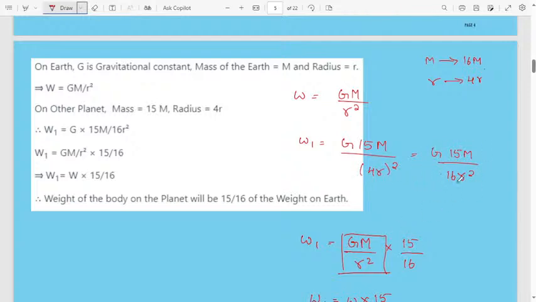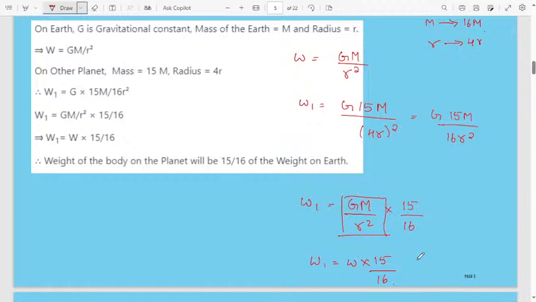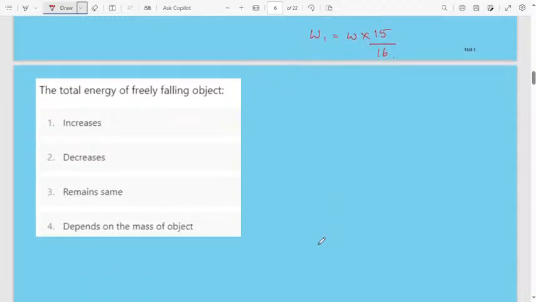Then take all the alphabets one side, the constants one side, then 15 by 16. You know, this value capital G, capital M divided by R square will be equal to W. Therefore, W1, the weight of the body on the particular planet, they did not mention the planet name, the weight of an object on the planet will be 15 by 16 times the weight on the earth. Easy problem. Let us move to the next problem.